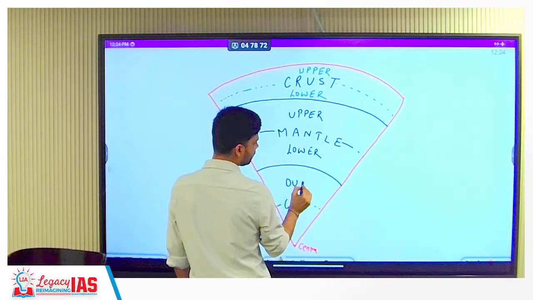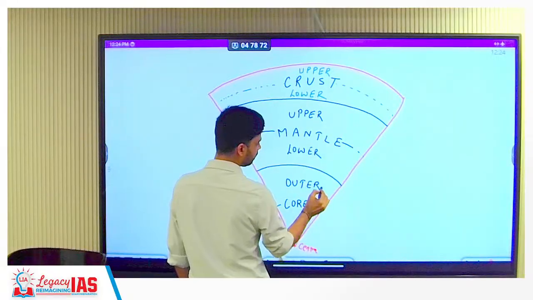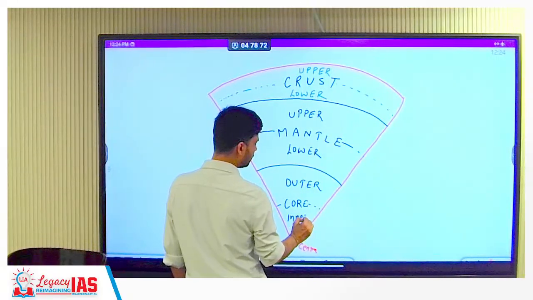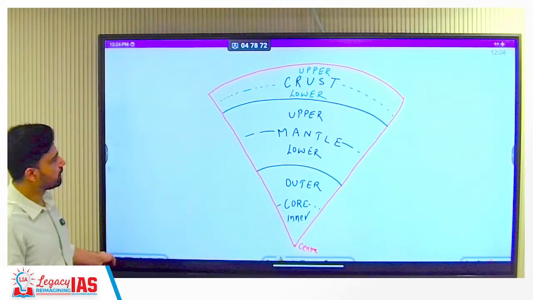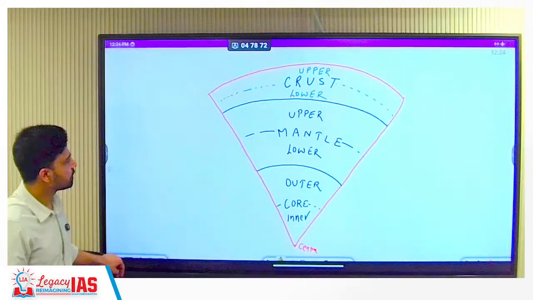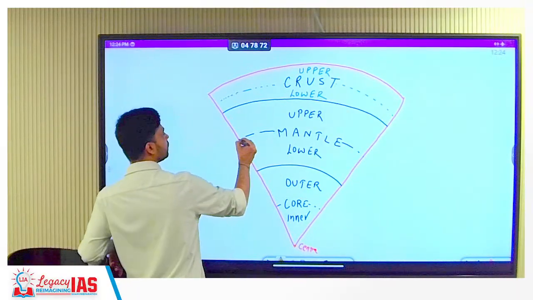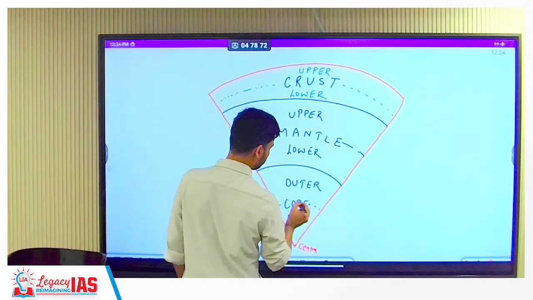as outer core and the inner core. So total three major layers, within that 6 divisions. So upper crust, lower crust, upper mantle, lower mantle, outer core and inner core.